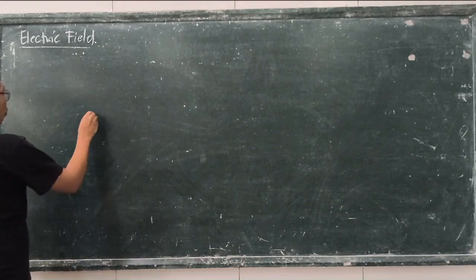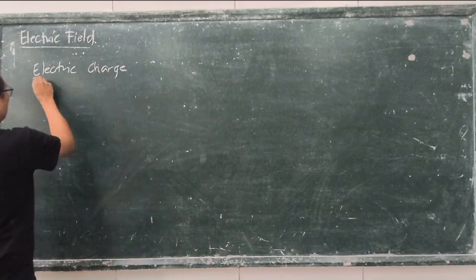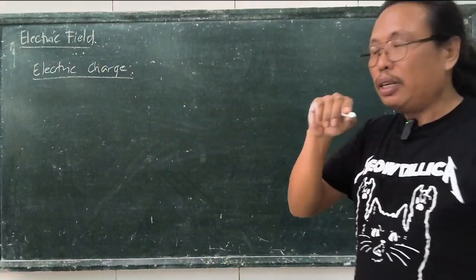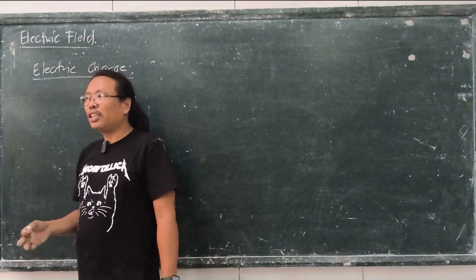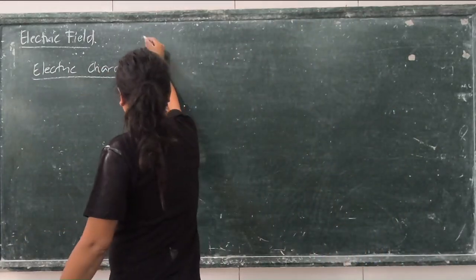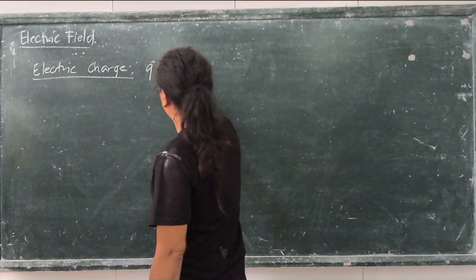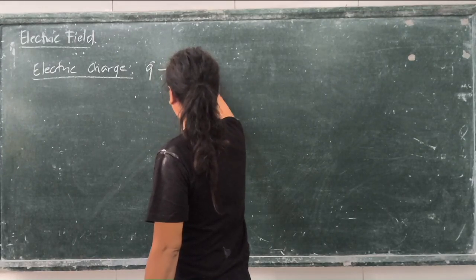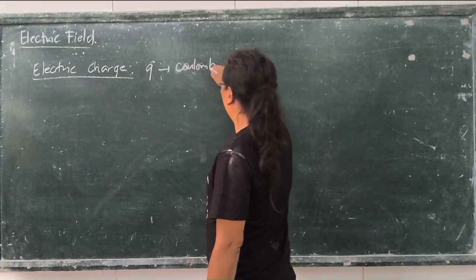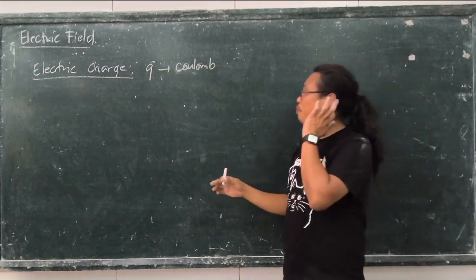So, the electric charge. The electric charge is a basic fundamental property of nature. Electric charge is just like mass, it is fundamental. And it is represented by Q, the electric charge Q. And the unit of the electric charge is the coulomb. Now, the fundamental particles of the universe have this property.